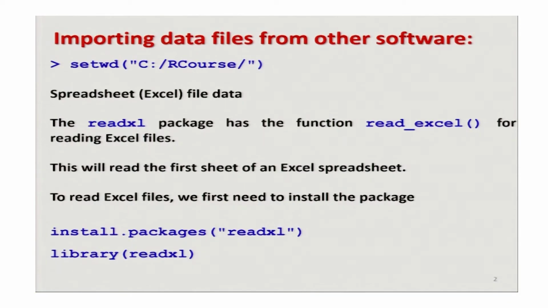Okay. So as we discussed in the last lecture, we had set up our working directory on C: as a folder R course. The same thing we will continue in this lecture also, and you also need to first set your working directory where you are going to store your file, because, as I did in the last lecture, today also I have created a very small Excel file from which I will try to read the data.